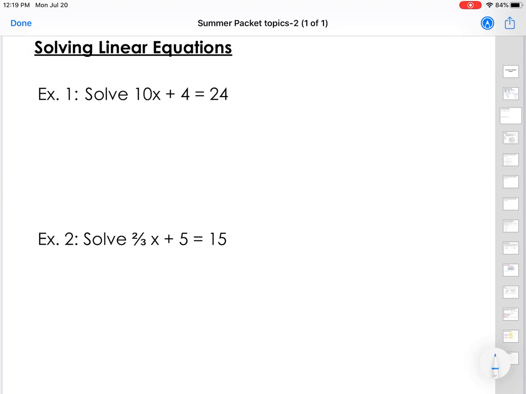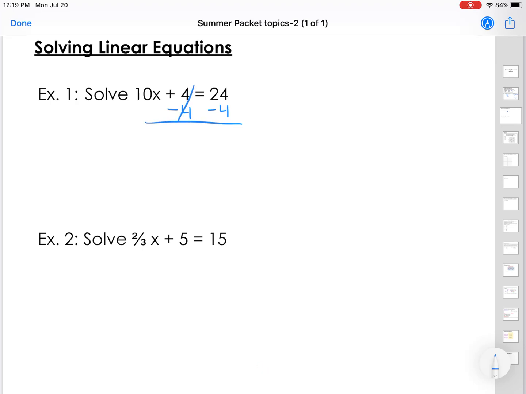When solving linear equations, we're basically undoing the order of operations to get the variable all by itself. So if we take a look at example 1, I have 10x plus 4 is equal to 24. The first thing I'm going to do is get rid of that 4. In order to undo addition, I'm going to use subtraction. Whatever I do to one side of an equation, I have to do to the other.